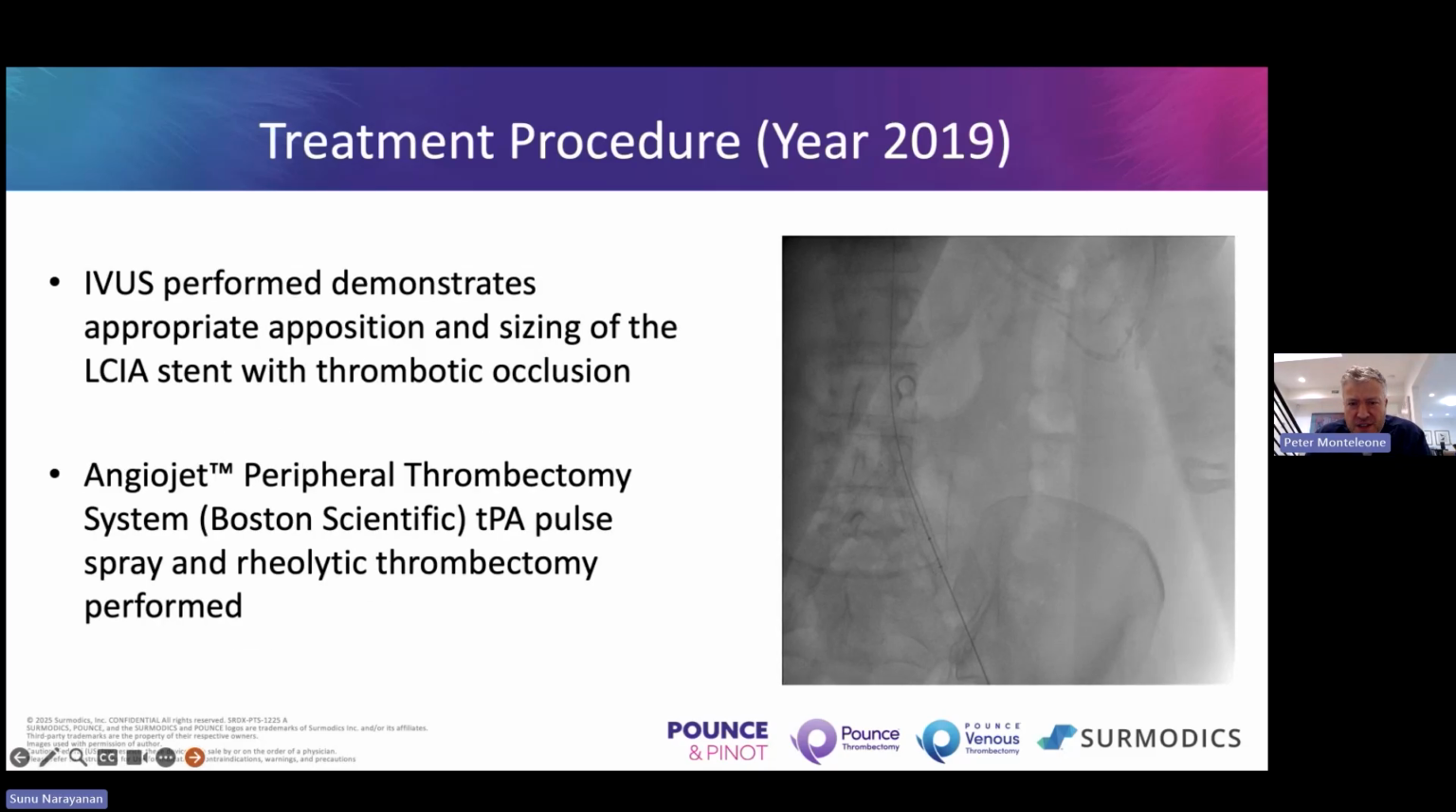And so again, the year was 2019, so we had the tools that we had at that point in our lab. We always do IVUS on any stent thrombosis to see what's going on. We saw that the stent was actually pretty well sized and pretty well apposed. It was just full of organized thrombotic material, kind of a combination of fibrotic scar and thrombus. Back in 2019, we AngioJetted it. We did a pulse spray, we did rheolytic thrombectomy. We were trying to get rid of as much of the fresh stuff and try to optimize the non-fresh stuff to deal with it. Go to the next slide.